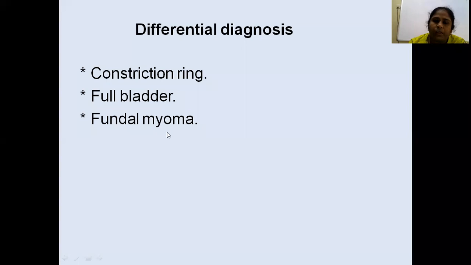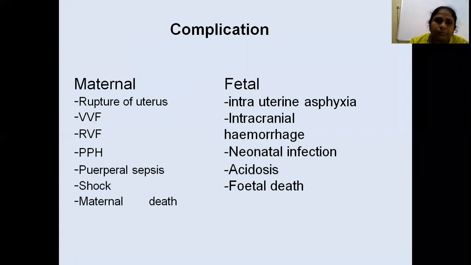Then a fundal fibroid. A fundal fibroid also looks like an obstructed labor, because in the fundal part there will be a swelling, and in the lower part the fetus will be there. In between, the depression looks like a Bandl's ring. These three are the differential diagnoses.